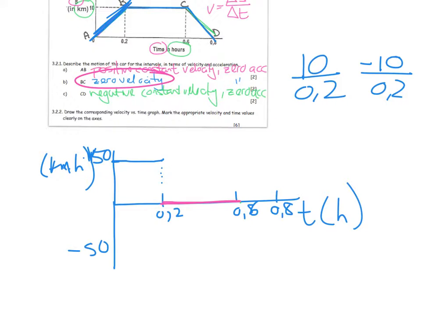And my graph looks like that. So this displacement turns into this velocity, that displacement turns into that velocity, and this displacement turns into this velocity.